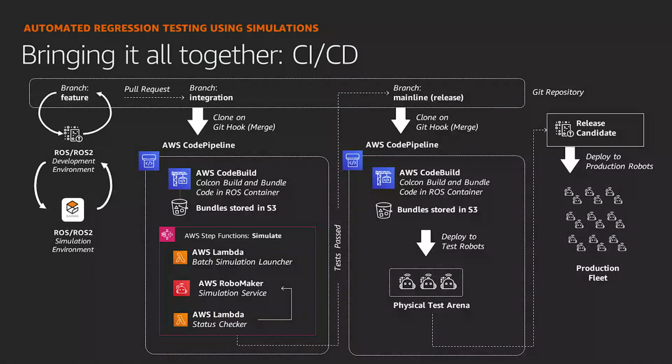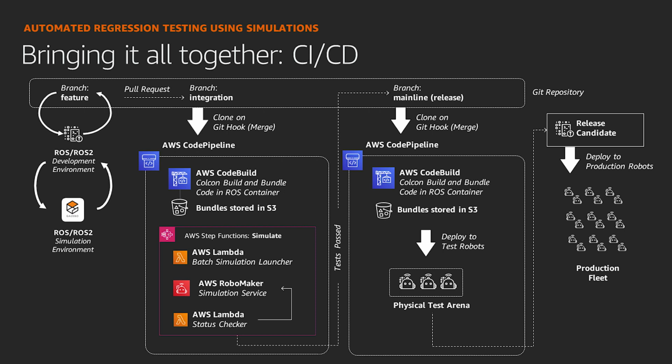So bringing it all together, here's what a complete CI/CD pipeline could look like using AWS RoboMaker simulation as part of the workflow. So working on a developer feature branch, developers build and iterate using local development tools. Once ready, developers can issue a pull request and after a code review, merge their changes into an integration branch. This will trigger a CodePipeline delivery job.